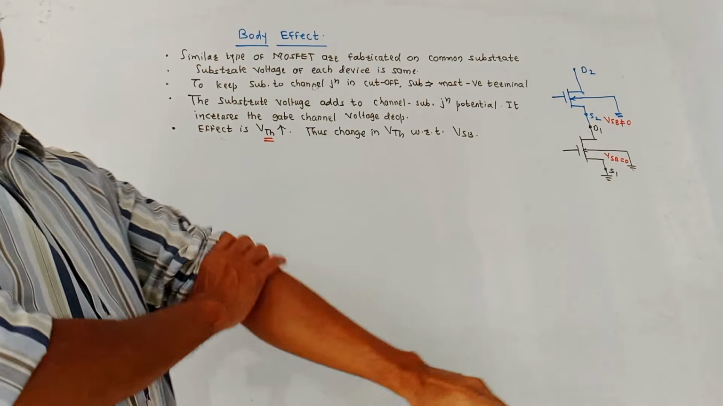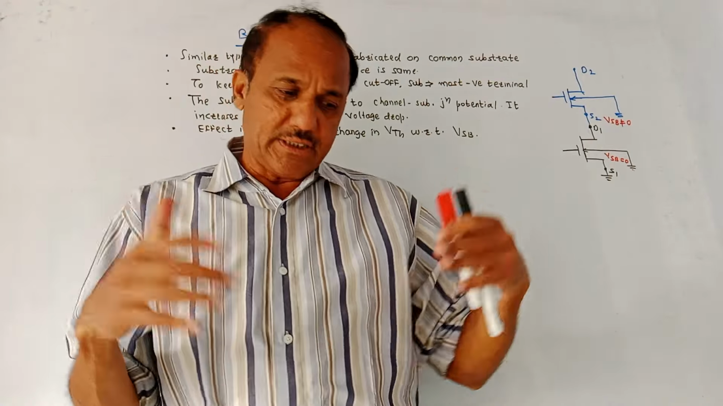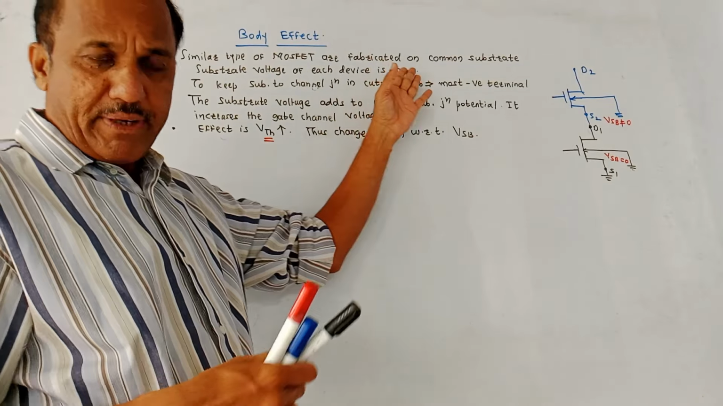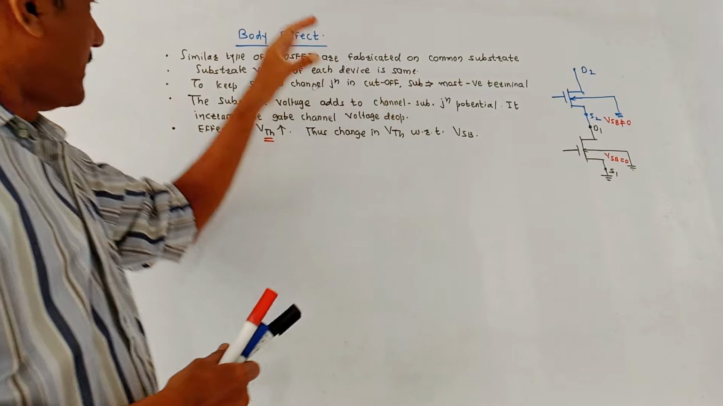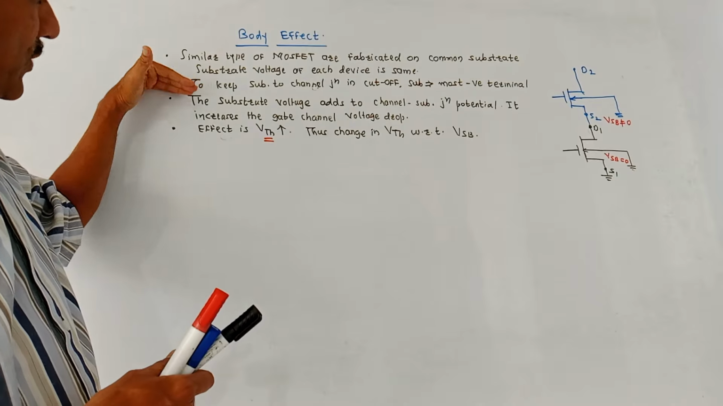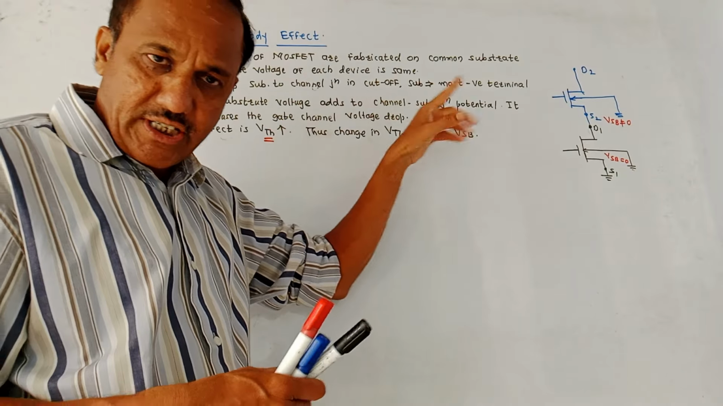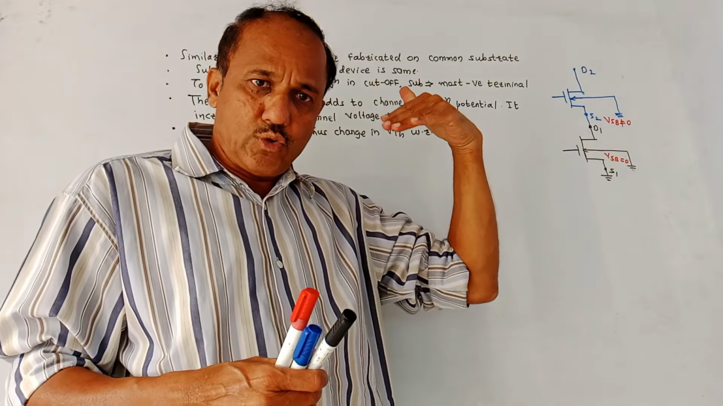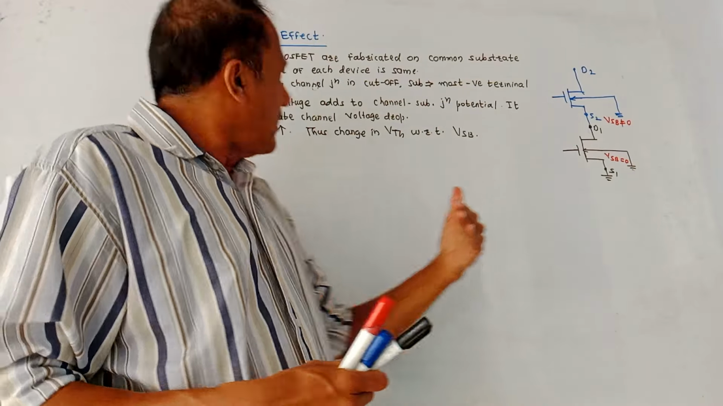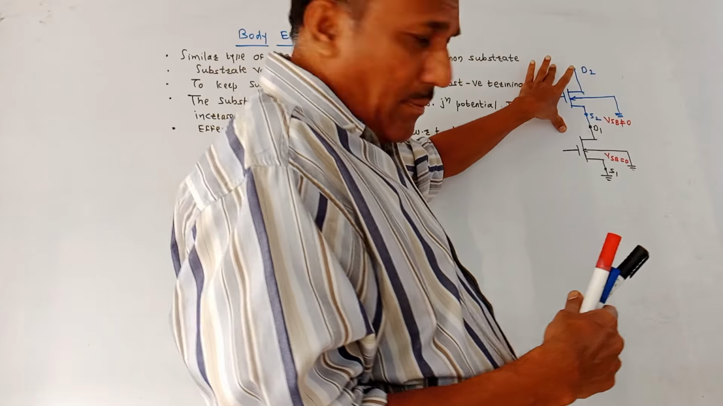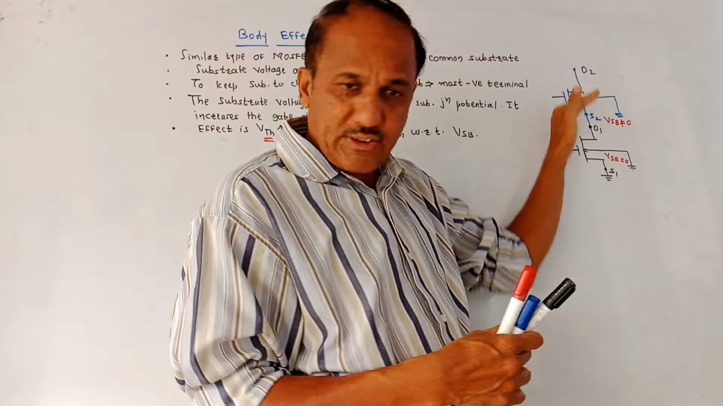Usually, if there are similar types of MOSFET, that means if all MOSFETs are of N type or P type, then they are fabricated on a common substrate. The substrate voltage of each device remains same, and to keep the substrate to channel junction in cutoff condition, the substrate is connected to the most negative terminal. But in practical cases, number of MOSFETs are connected in series one after the other.